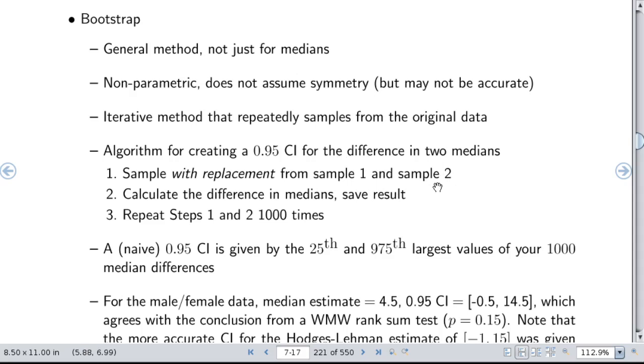And for each of those pairs of samples, you're going to calculate a simple difference in the medians. And you're going to save that result. You're going to repeat steps one and two, say, 1,000 times. And then you're going to take the 25th smallest difference in medians and the 975th smallest, or the 25th largest, and that will form an approximate 0.95 confidence interval for the true difference in the medians.